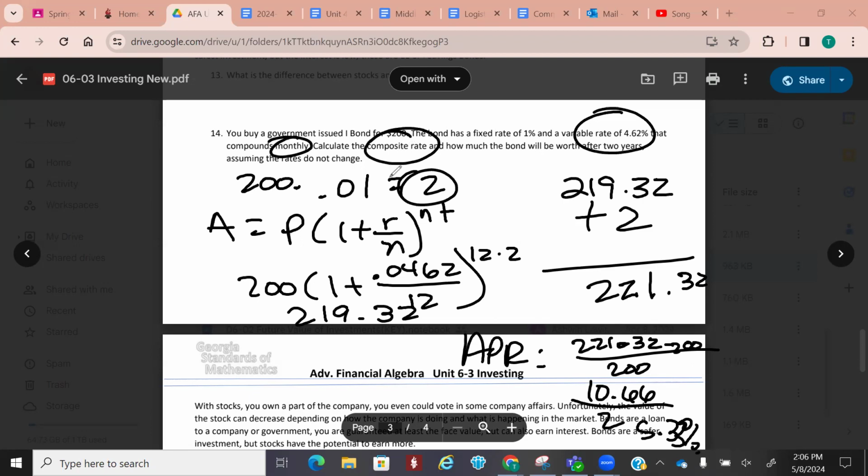So there's a difference between variable rate, fixed rate, and the composite rate. Fixed rate is what you are going to get every single year. And then the variable rate is if there's an influx in inflation and that kind of stuff. And then composite rate is putting it all together. Okay.